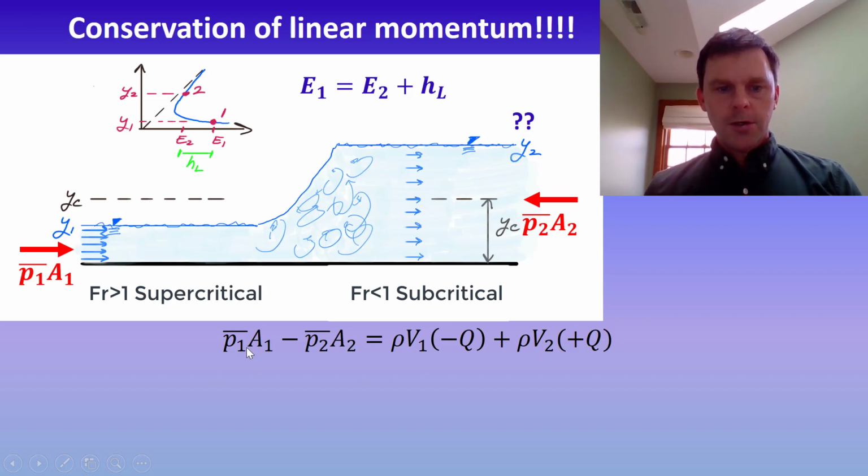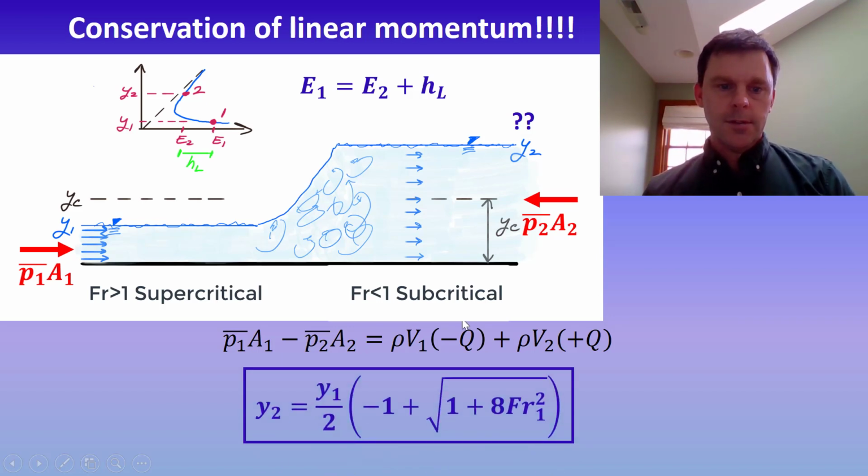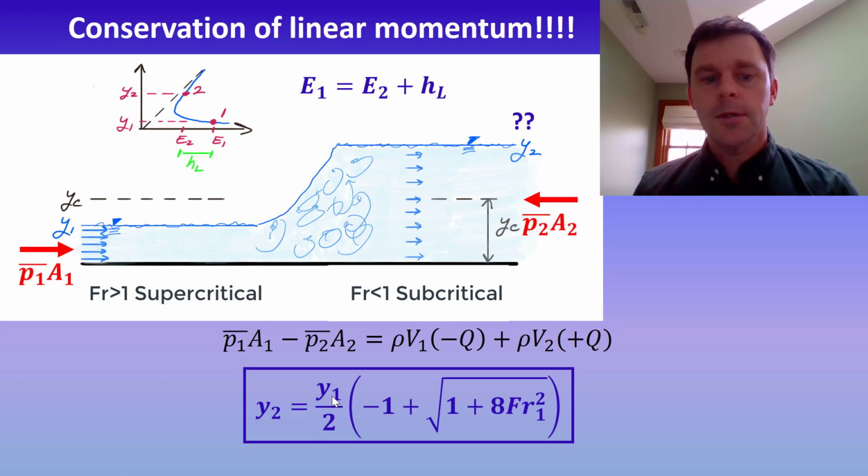And if you write these pressures in terms of the depths and you rewrite the velocities in terms of the depths as well, you can derive the following formula. So this formula is for Y2, which is the key thing that we want. It gives it to us in terms of Y1, so that has to be known, and the upstream Froude number. So in order to calculate the upstream Froude number, obviously we need not only Y1, but we need to know the specific flow rate, which is typically given in these problems.